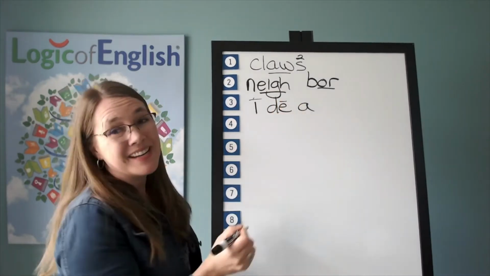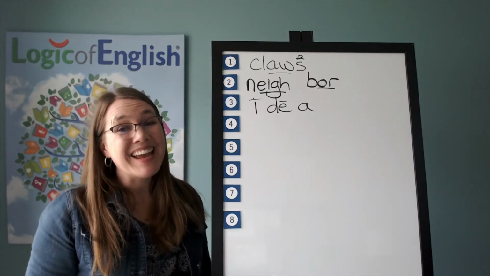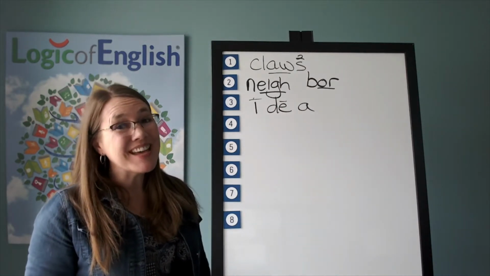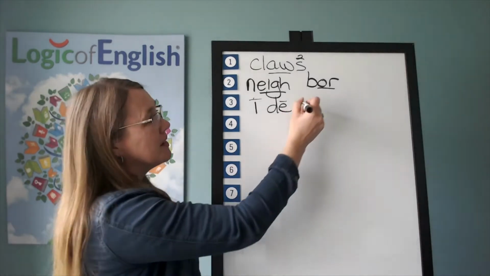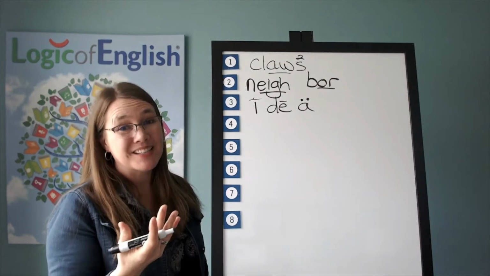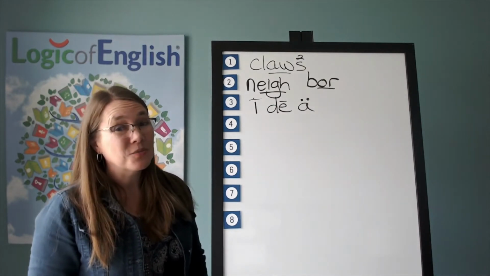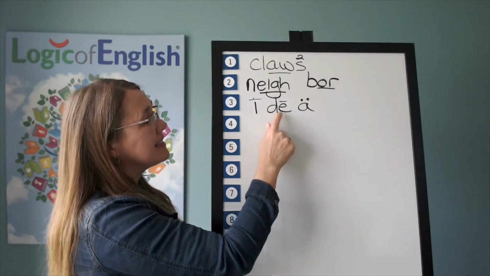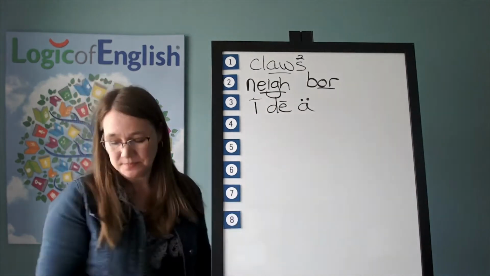Put a line over the E. Why did the E say E? A, E, O, U usually say their long sounds at the end of the syllable. And the A is saying its broad sound. Why? Because it usually says its broad sound at the end of the word. Let's read it. I-D-E-A, idea.